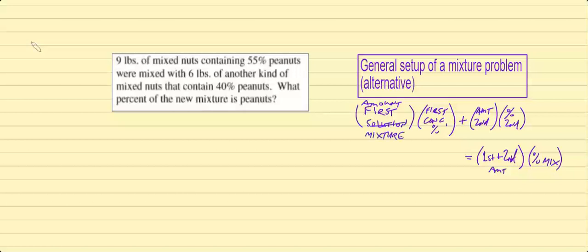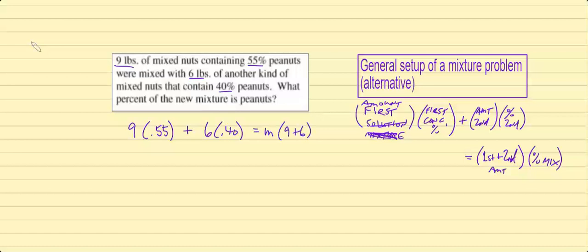Like in this example, we have 9 pounds of mixed nuts containing 55% peanuts, mixed with 6 pounds of 40% peanuts. And we want to determine the percent of the new mixture being peanuts. So the amount of the first solution would be 9. Then we multiply by 0.55, plus 6 times 0.40, equals the percent of the mixture times 9 plus 6.